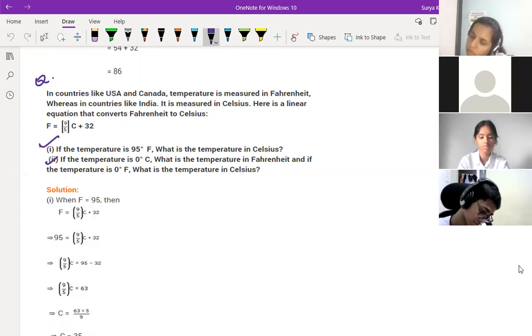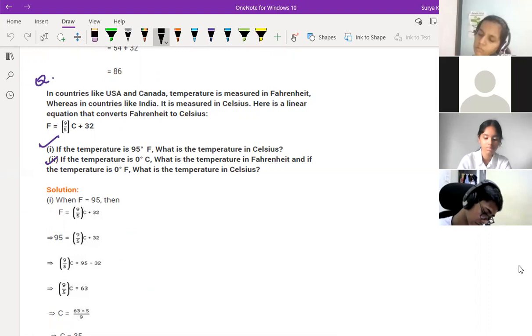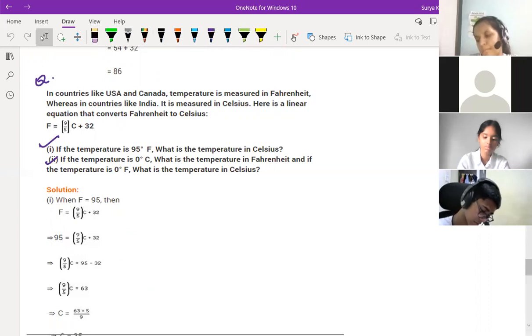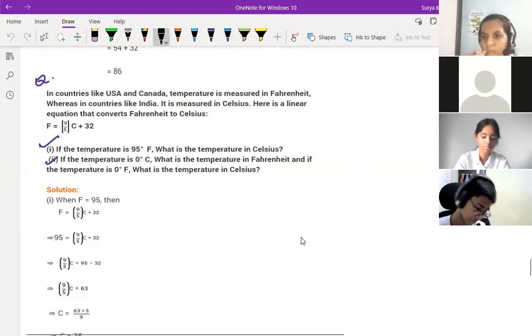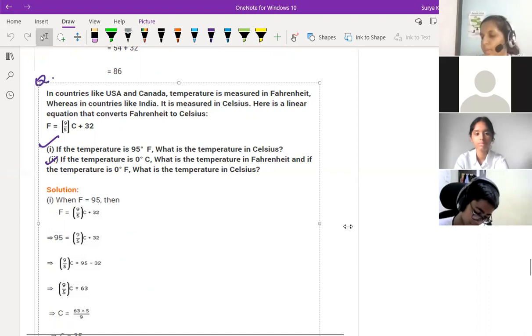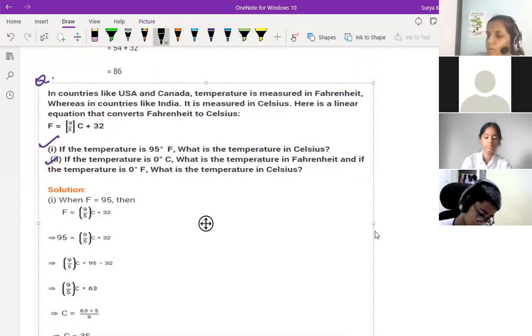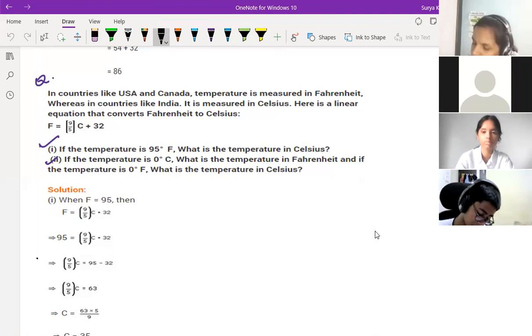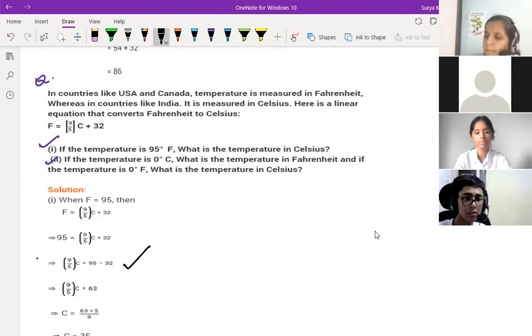Sir, in the solution, they have given it wrong. If you see the third point, after substituting 95 for F, they brought 95 over to RHS, but instead of minus 32 minus 95, they did 95 minus 32. Wait, I'll check one minute. If they have given wrong, we'll correct it. First, 95 is equal to 9 by 5 C plus 32. 9 by 5 C is equal to 95 minus 32. First one I'm getting 35, sir. Sir, if it's on the RHS, isn't it 32 minus 95?